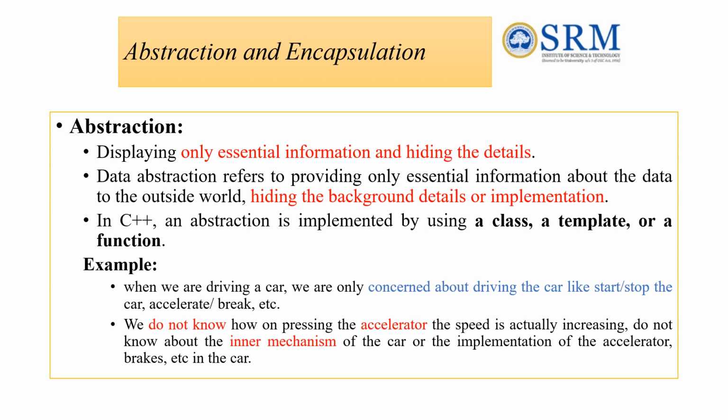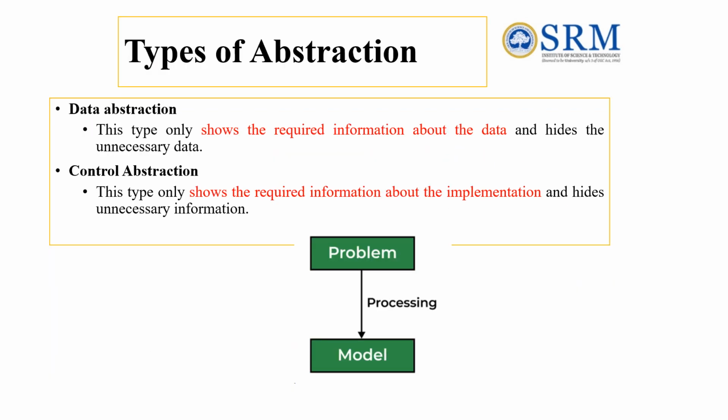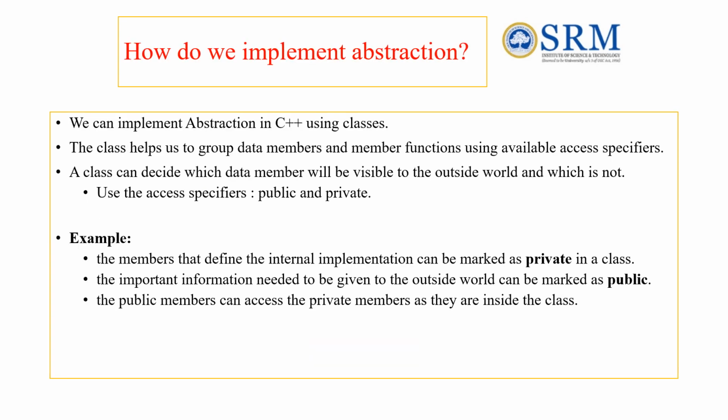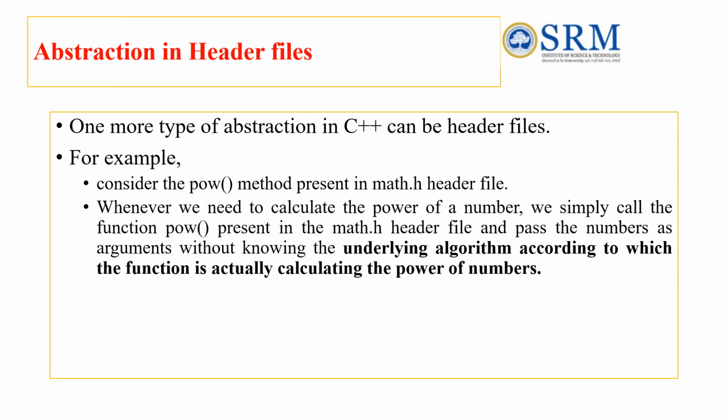Same way, here abstraction refers to only the essential information and hiding the background details or implementation. So in C++, abstraction is implemented by using a class, a template, or a function. So there are two types of abstraction: data abstraction and control abstraction. How do we implement abstraction? It can be implemented using classes. The class helps to group data members and member functions using available access specifiers.